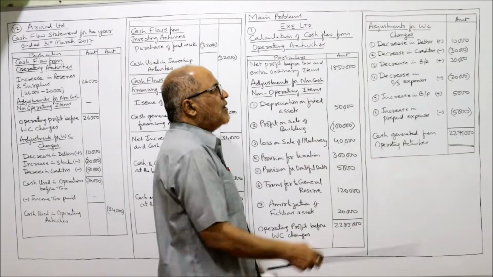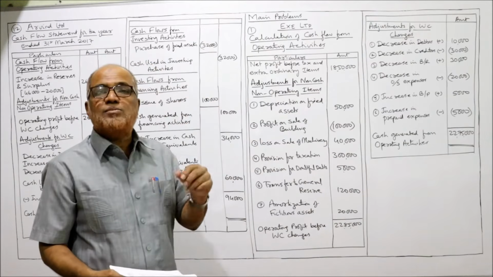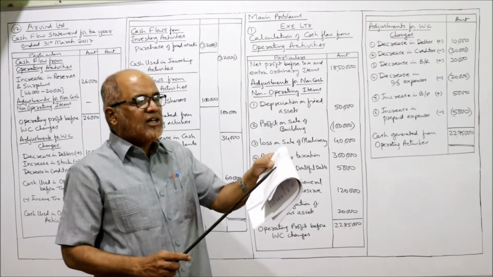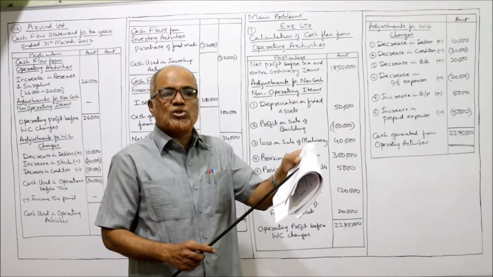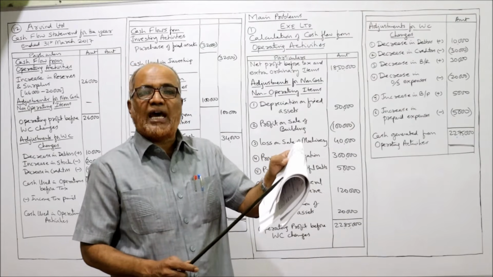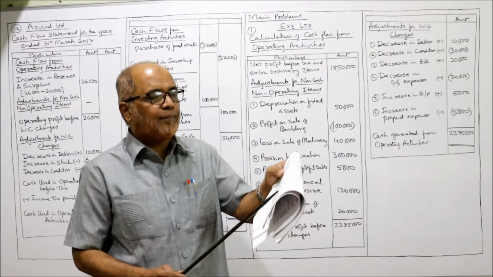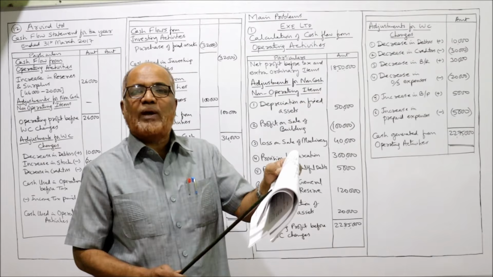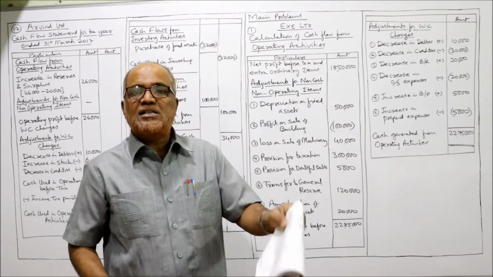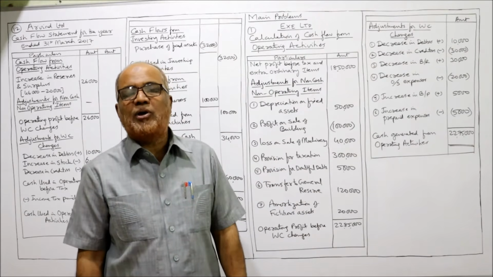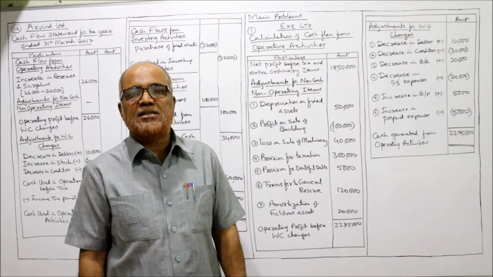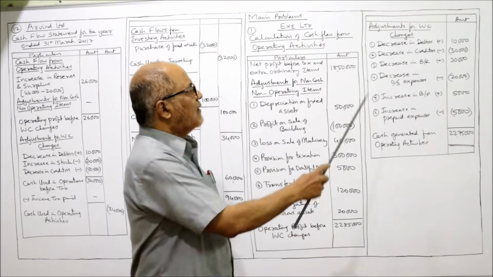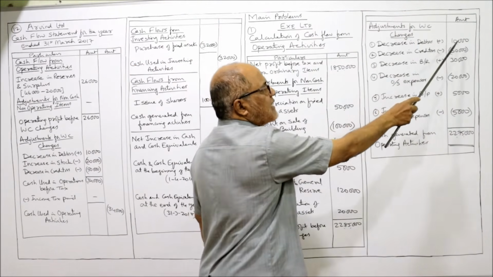Now we'll make the adjustment for working capital changes. What are the adjustments for working capital changes? See the current assets and current liabilities. The following additional information is given, 31st March 2018 and 31st March 2019. Our current year is 19. So debtors: last year 1,80,000, current year 1,70,000. Debtor is a current asset, so a decrease in debtors should be added, plus 10,000.